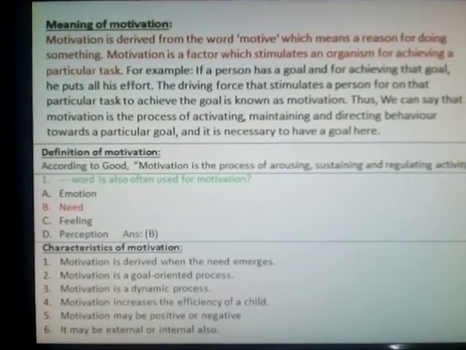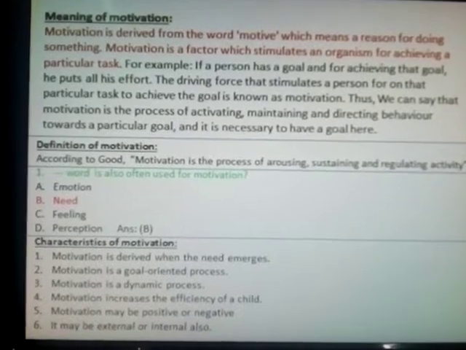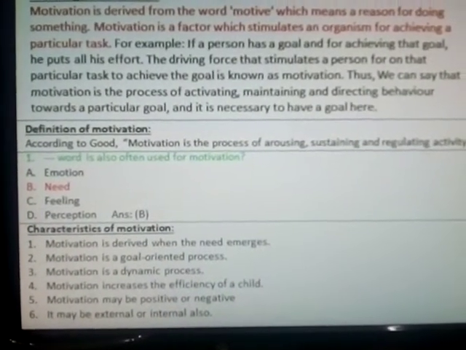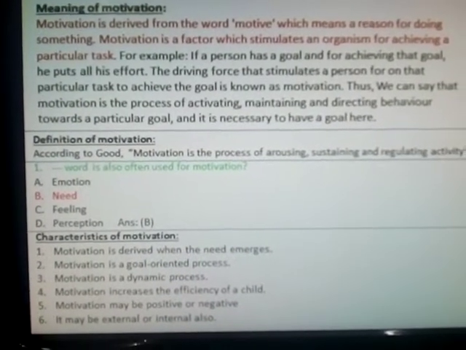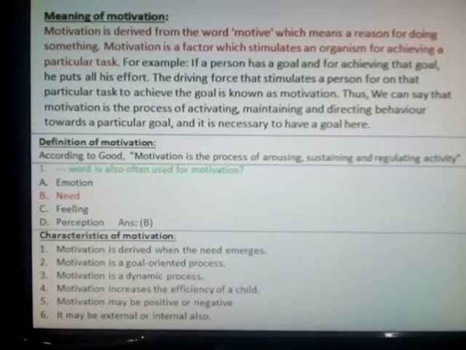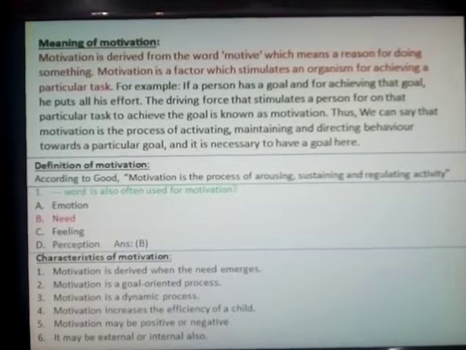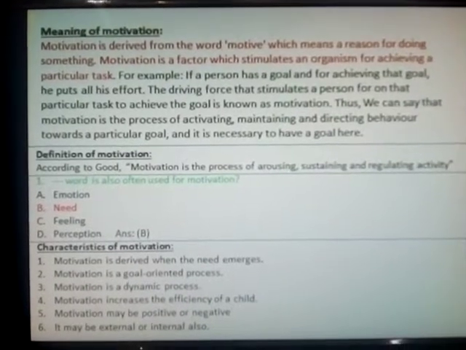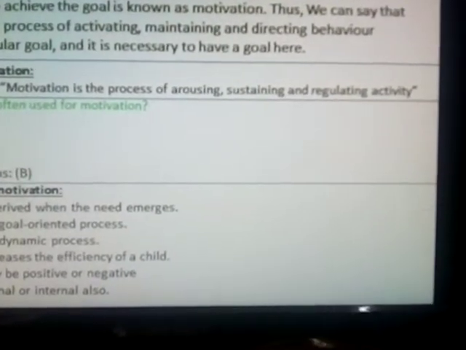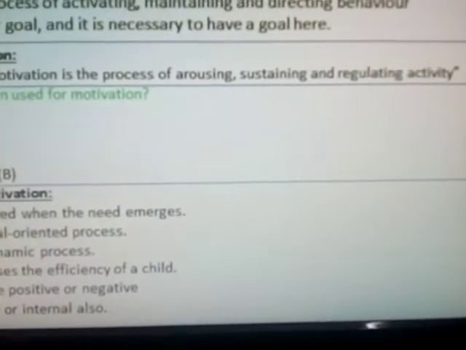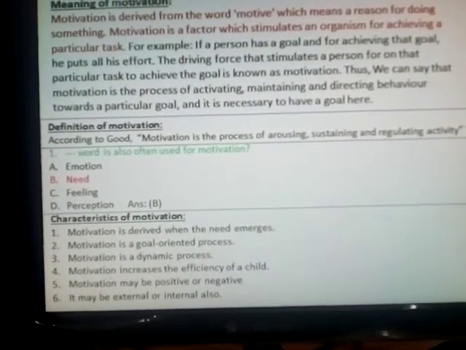Meaning of motivation. Motivation is derived from the word motive, which means a reason for doing something. Motivation is the factor which stimulates an organism for achieving a particular task. Definition of motivation: a good motivation is the process of arousing, sustaining and regulating the activity.